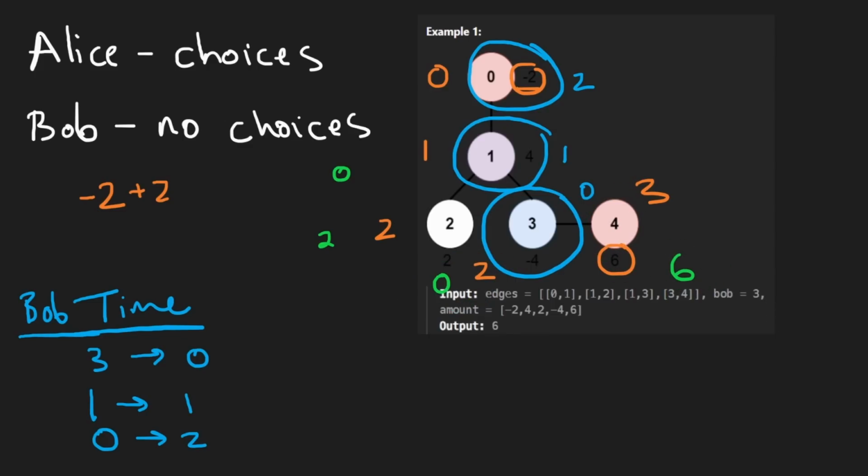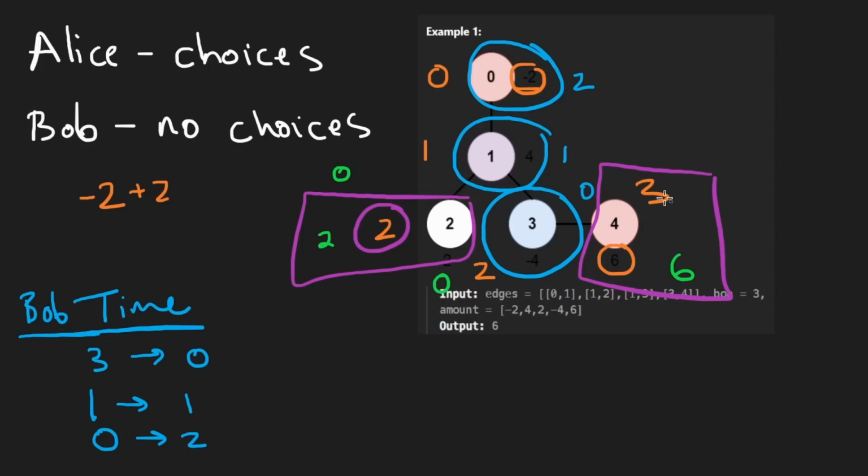Now, among all of the leaf nodes, there were only 2 leaf nodes. This one over here and this one over here. We reached them at different times. This leaf node was reached at time 2. This leaf node was reached at time 3. This one had a profit of 2. This one had a profit of 6. The maximal is, of course, 6. So we return the value 6.